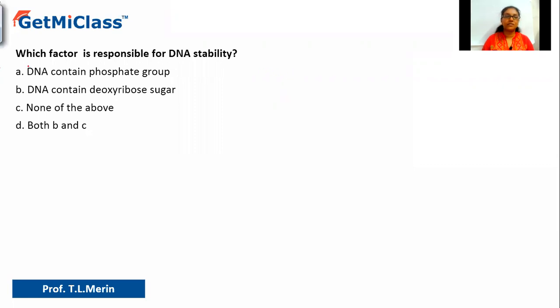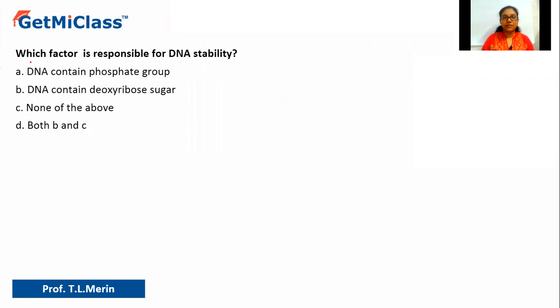So let's solve this question here. It says, which factor is responsible for DNA stability? Option A, DNA contain phosphate group. Option B, DNA contain deoxyribose sugar. Option C, none of the above. And option D, both B and C.